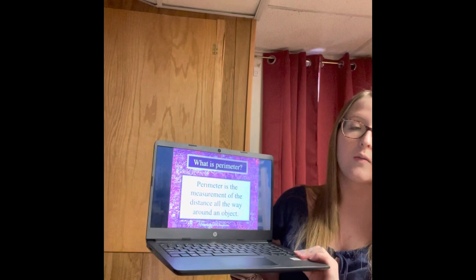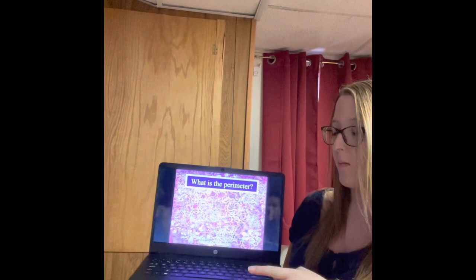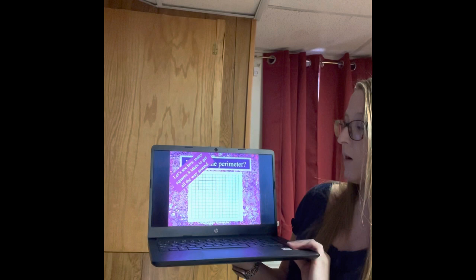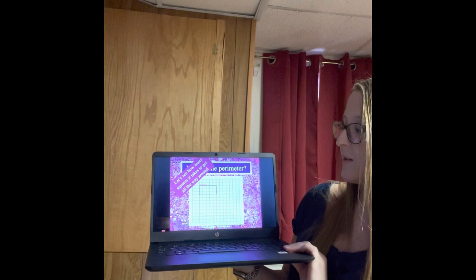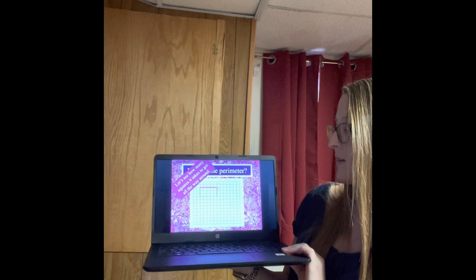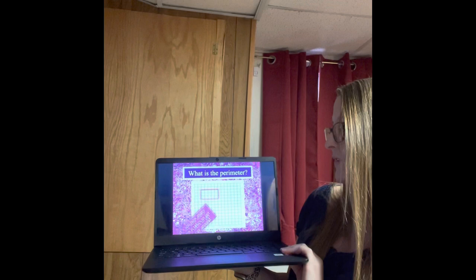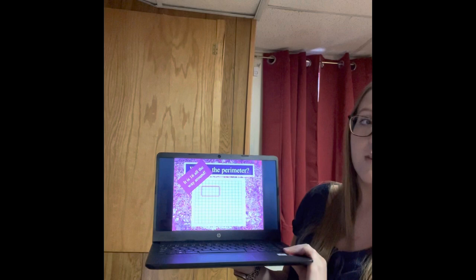Here's our first practice problem. What is the perimeter of this rectangle? Lucy? All right, let's count along together. One, two, three, four, five, six, seven, eight, nine, ten, eleven, twelve, thirteen, fourteen, fifteen, sixteen. All right, so the perimeter, which is the distance around this rectangle, is going to be 16.